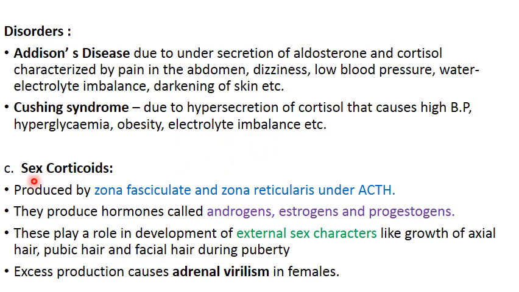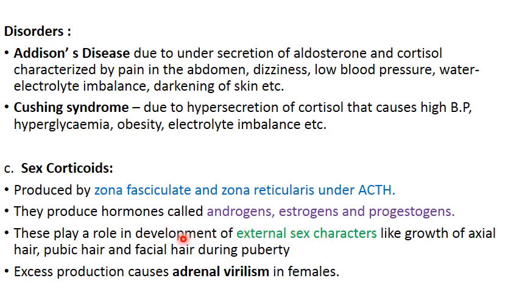Now coming to the third group of hormones that is secreted by the adrenal cortex, that is sex corticoids. And this is produced by the middle layer, that is zona fasciculata, it should be A here, and zona reticularis, under the influence of ACTH from the anterior pituitary. And they produce hormones which can be androgens, estrogens and progestogens. Androgens will act in males in development of external sex characters. Estrogens and progestogens will function in females in the formation of external sex characters.